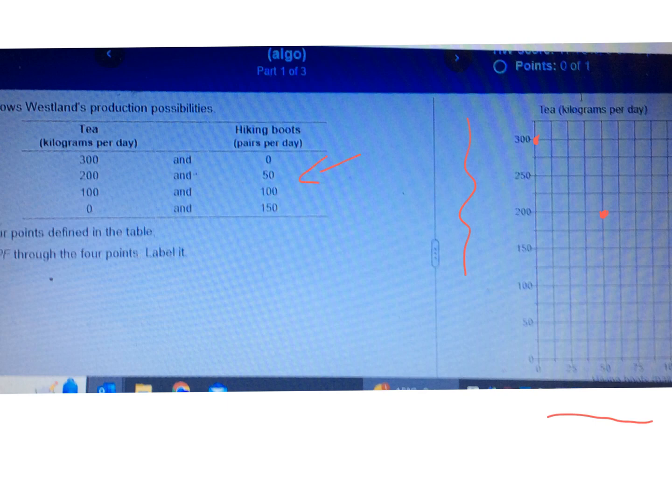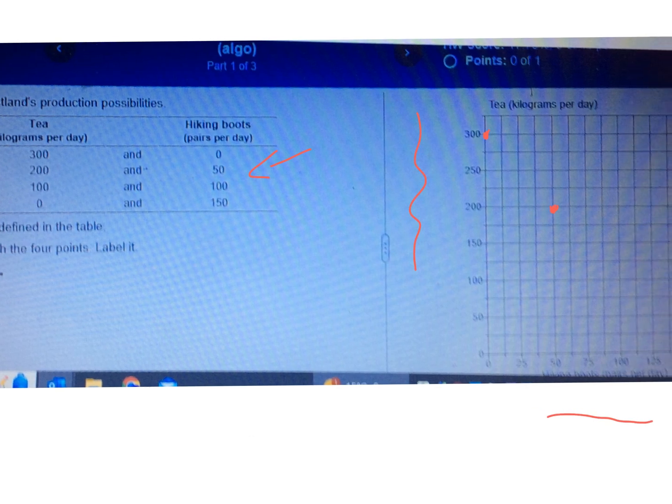Once you've got those points on there, you're going to join them. And I don't know if it's going to be a straight line or not. If we have 100 hiking boots, see if I can squeeze that in, and we have 100 kilograms of T, then that would appear to be here and here. It's looking very linear to me. And so just join your points once you've got the 4th one in there, and it should form a straight line.